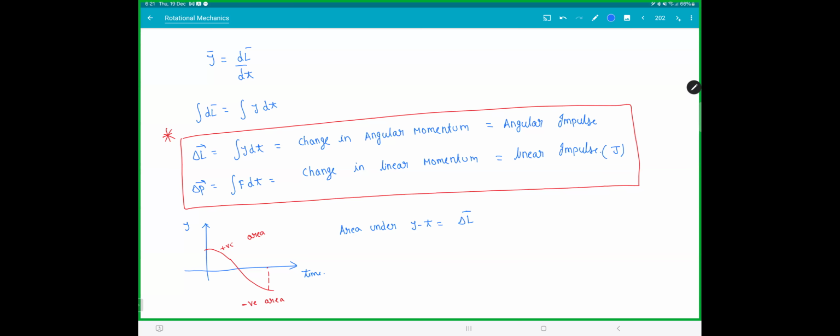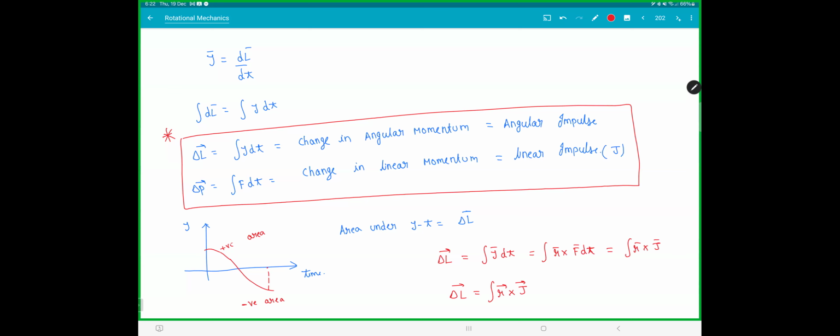So it kind of looks like the area under the F-t graph was the change in linear momentum. But the better thing would be this. We know delta L bar is the integral of torque dt. Now torque can be written as R cross F, so it's the integral of R cross F dt, but F dt is nothing but impulse. So that is R cross J bar. This is the relation between angular impulse and linear impulse.